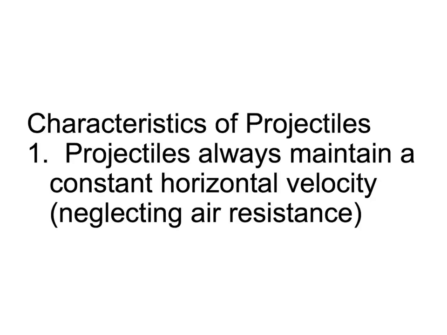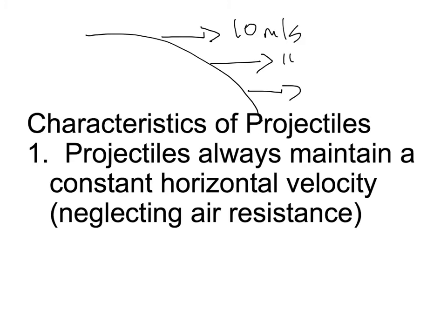Alright, now we're going to go through characteristics of projectiles. Number one, projectiles always maintain a constant horizontal velocity. So remember our cannon: as it was curving down, the velocity on the x-axis will be the same. Say it's 10 meters per second. It will always be 10 meters per second all the way down. Does gravity affect the x-axis? No, gravity only affects the y-axis. So whatever x velocity the cannonball had, it will maintain the whole time.